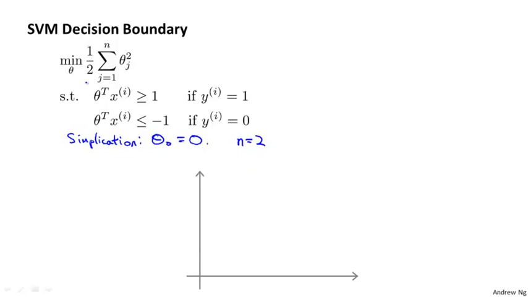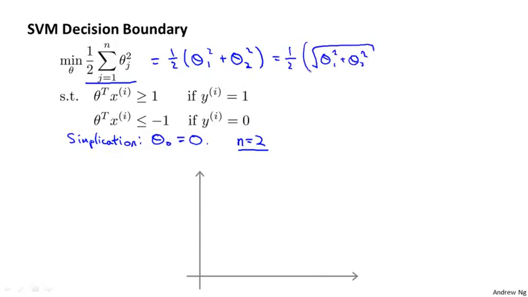Now let's look at the optimization objective of the SVM. When we have only two features, when n is equal to 2, this can be written as 1/2 of theta 1 squared plus theta 2 squared, because we only have two parameters, theta 1 and theta 2. And I'm going to rewrite this a bit. I'm going to write this as 1/2 of the square root of theta 1 squared plus theta 2 squared, and then squared. The reason I can do that is because for any number w, the square root of w and then squared is just equal to w. So square roots and squares give me the same thing.